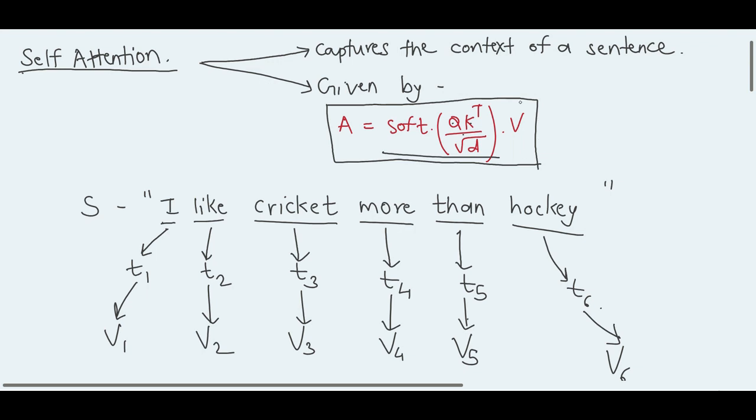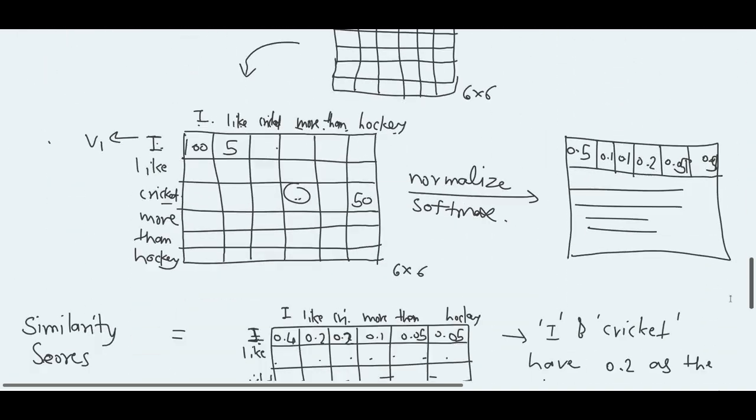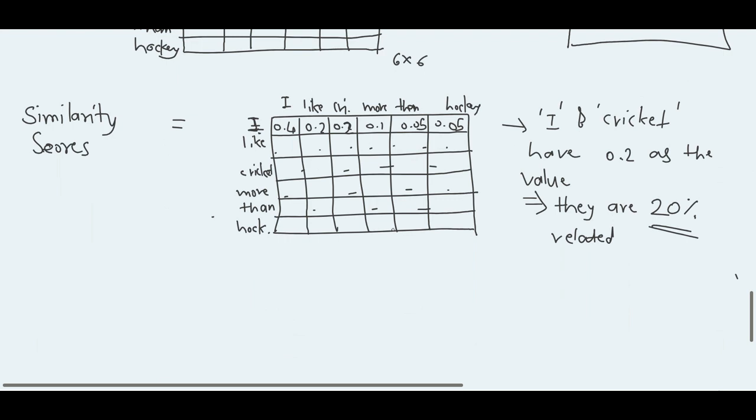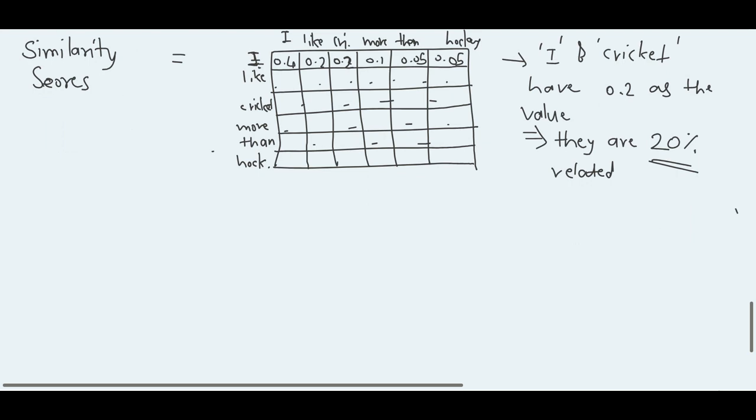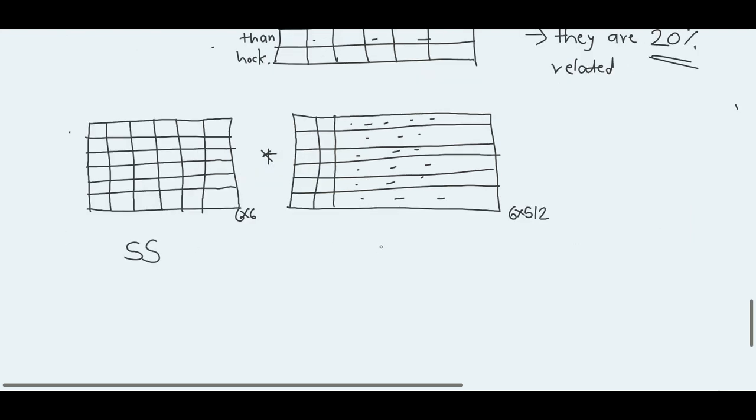Now comes the most important and crucial step of multiplying it with the V, the same matrix as I've told you. So what is the next step? The next step is to take this similarity scores matrix and multiply it with the input matrix. In short, it is something like this. This is our similarity scores matrix, and this is our input matrix Q.